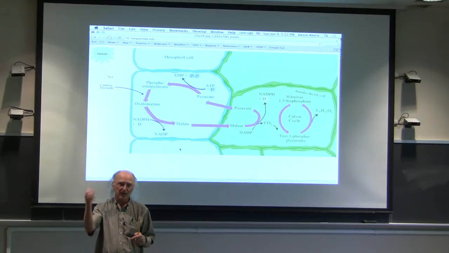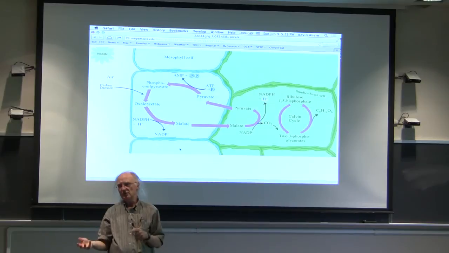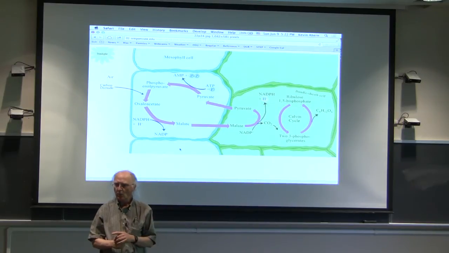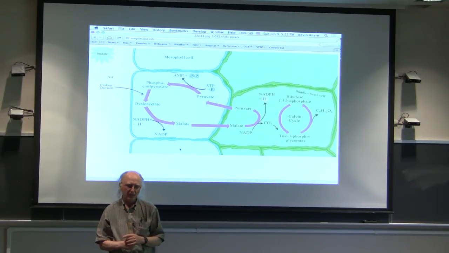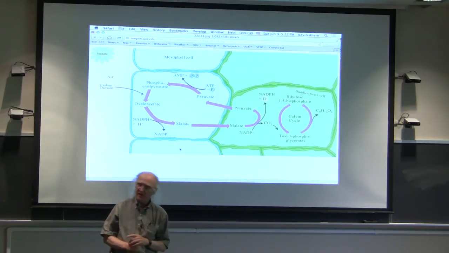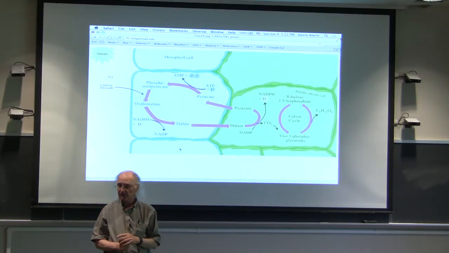bind to the nickel column, and all the cellular proteins which don't have that histidine tag will just go shooting through the column. And then I can wash off the protein that I wish by adding histidine to the column, and that, therefore, the protein lets go. Okay?